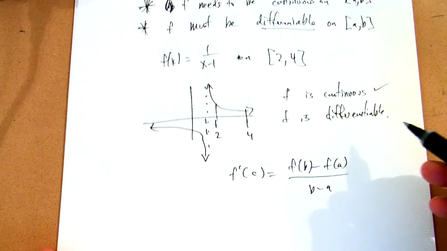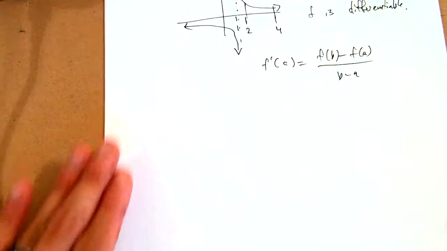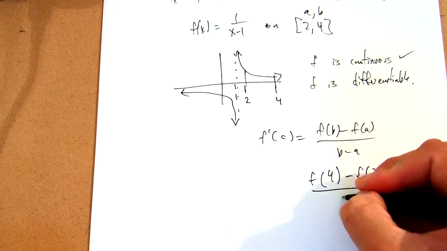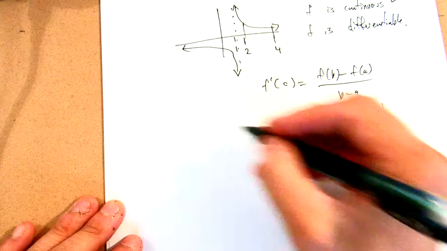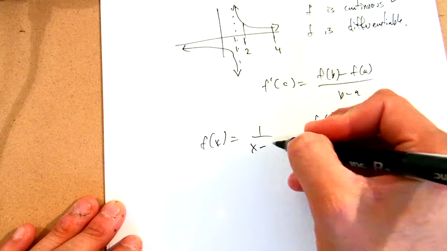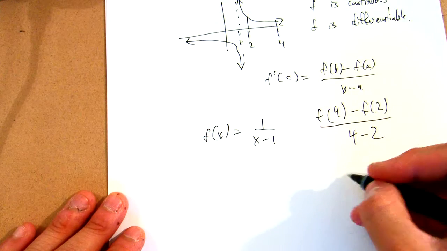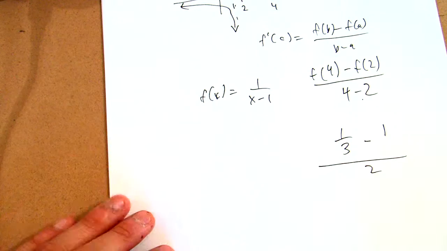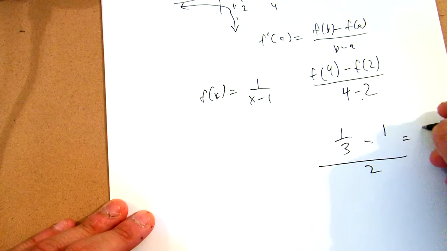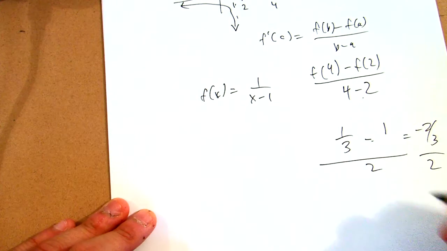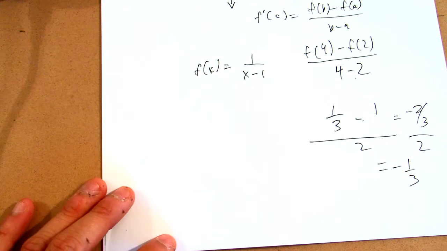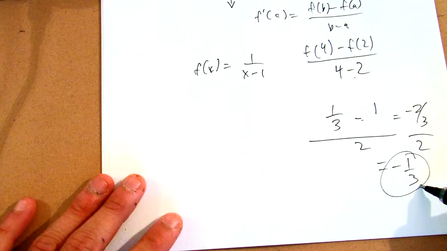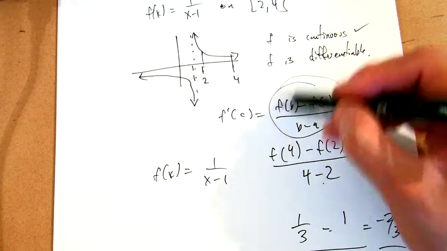And if we remember from the problem, this is A and this is B, so we plug it in. So f of 4 minus f of 2 over 4 minus 2. And we remember f of x is just 1 over x minus 1. So 4 in here is going to be what? 1/3 minus 1 over 2. True? And 1/3 minus 1 is going to be negative 2/3 over 2. And that just becomes negative 1/3. True? And so this is this piece here. Now be clear, this piece here is equal to this piece, right?